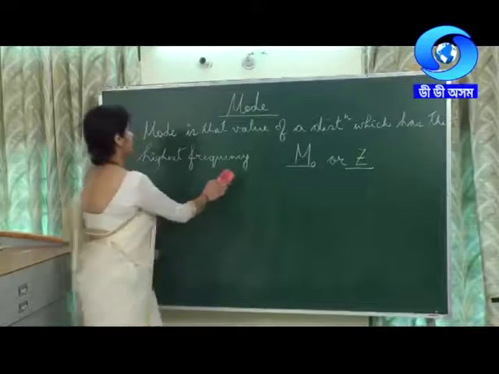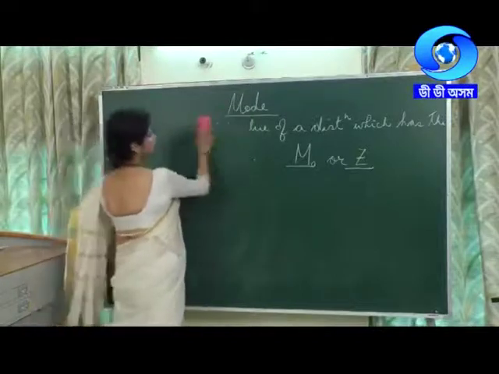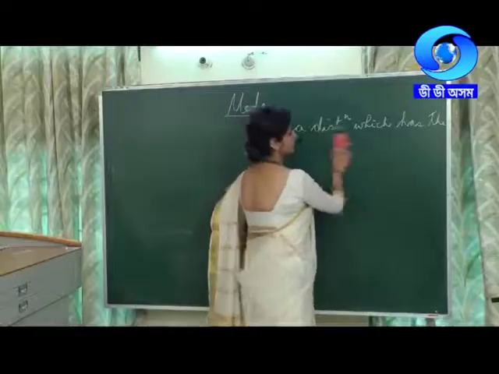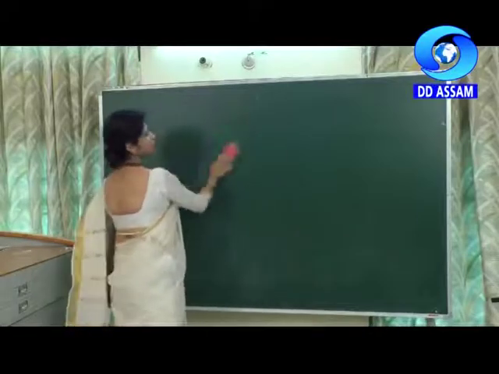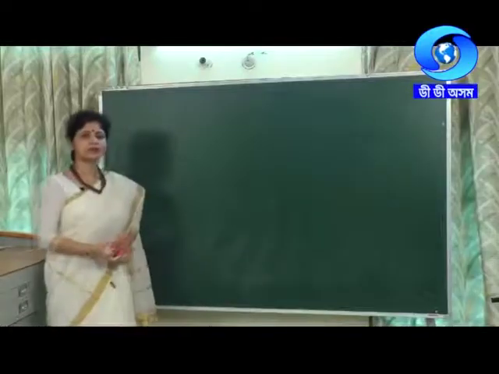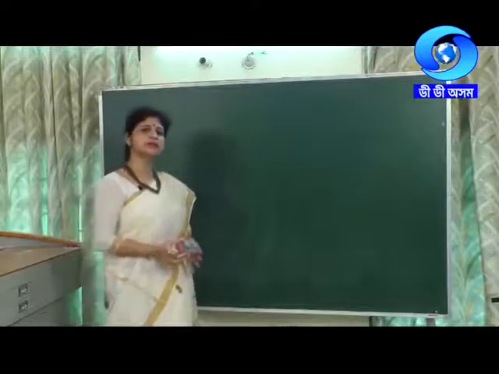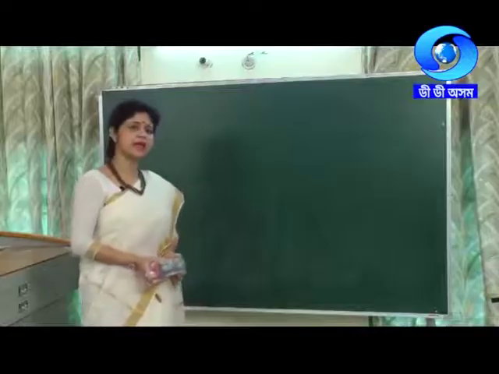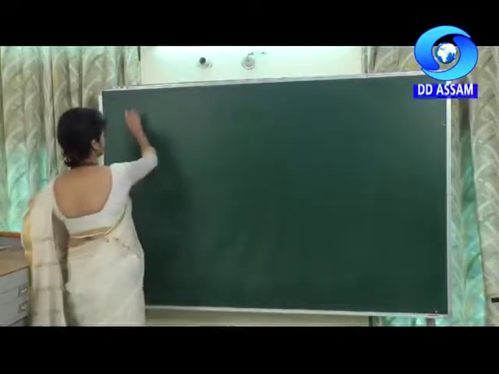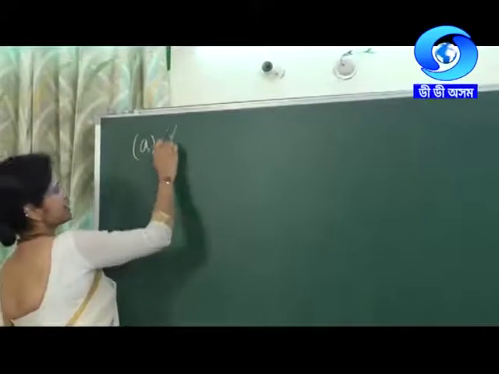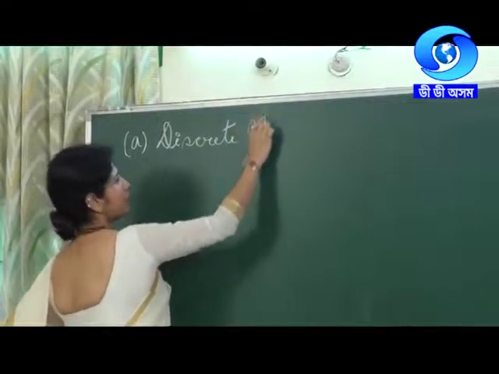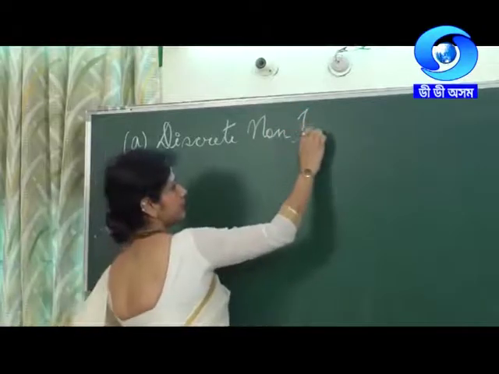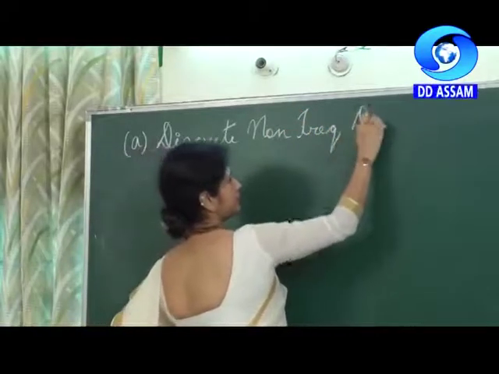All right. Now we shall go to calculation of mode, or finding mode in the three different kinds of distributions, that is discrete non-frequency distribution, discrete frequency distribution, and group frequency distribution. So the first case is discrete non-frequency distribution.